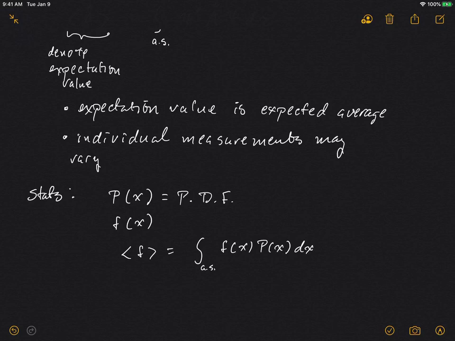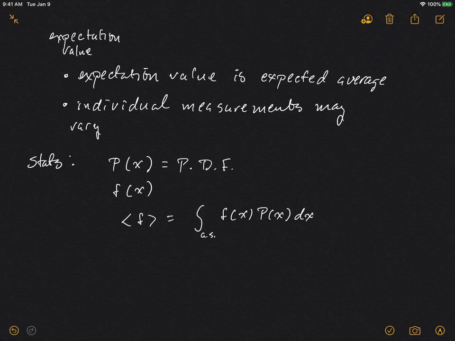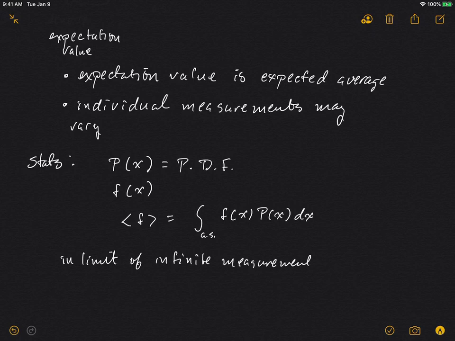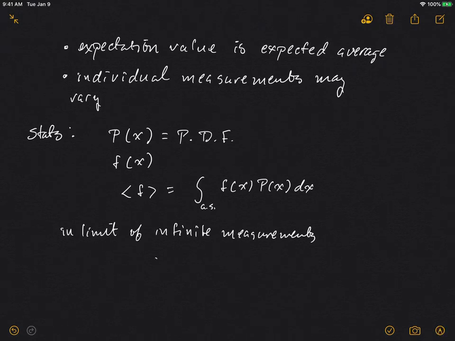And another thing that we can observe from statistics is that in the limit of infinite measurements, there's a correspondence between the actual measured average value of f and the expected average. They should coincide. In other words, if we're rolling dice, we're going to get different die rolls each time, but if you roll it enough times, it will slowly converge towards some sort of average number.